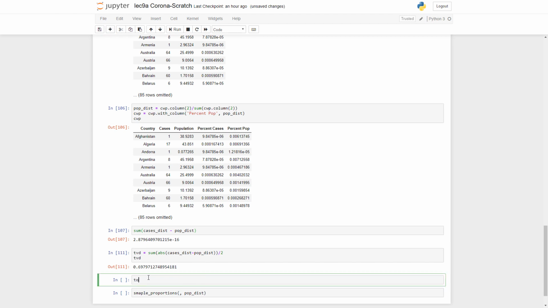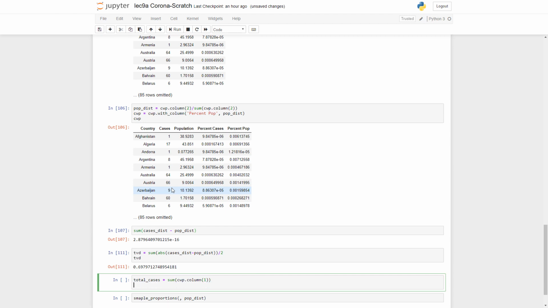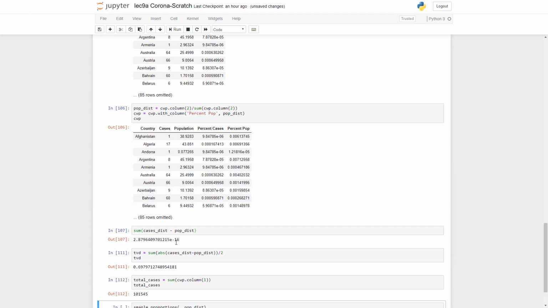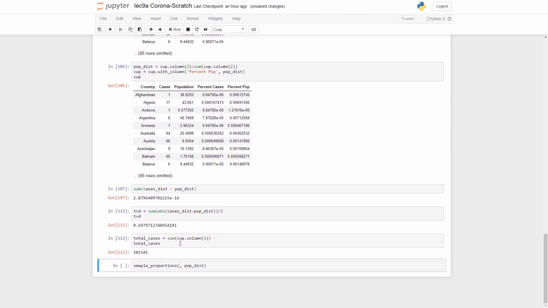So let's say total cases, which will be the sum over the column number one here, CWP.column of 1, and let's print this to see that number. So that's the total number of infected cases at the time we got the data set.